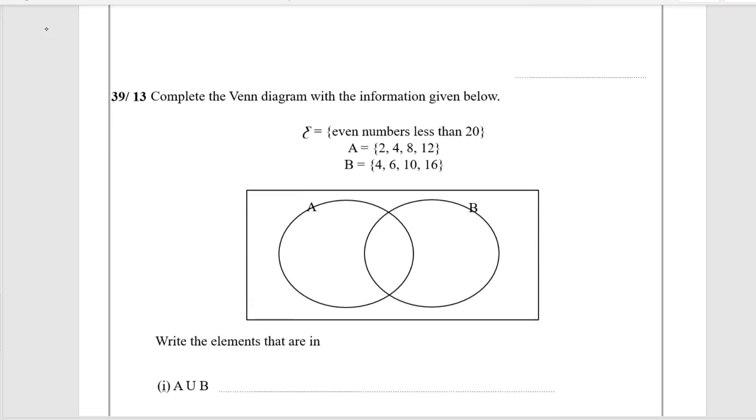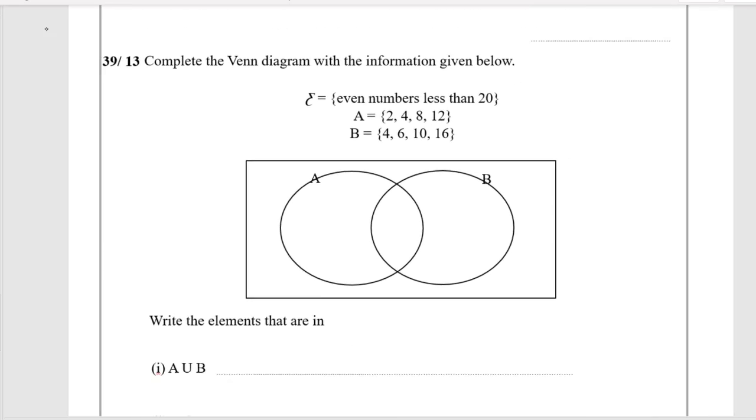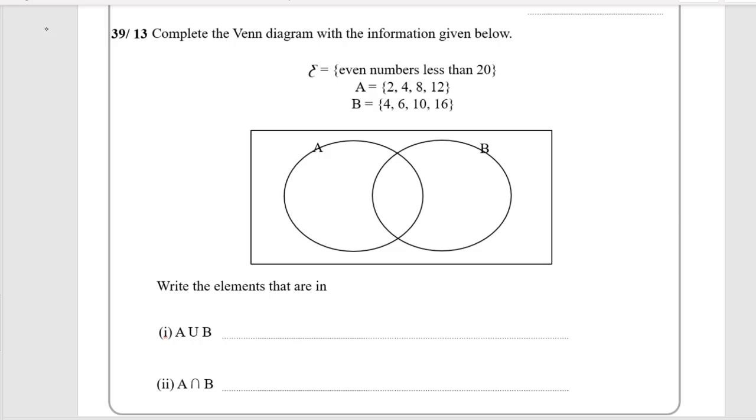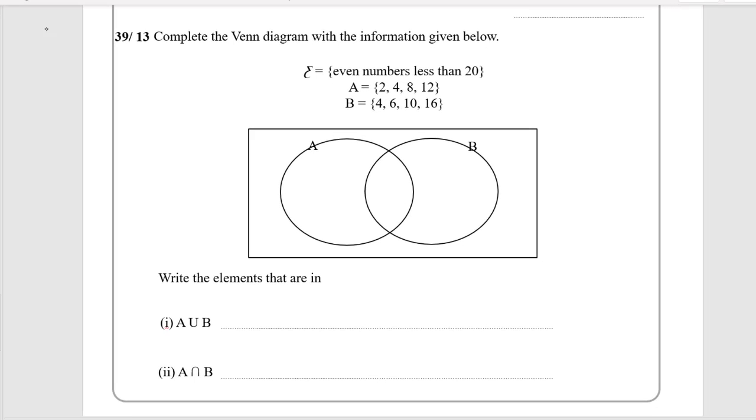Next, let's do this one first. Another Venn diagram. If you didn't have a Venn diagram in paper 1 and 2, most likely they will come up in paper 3. So complete the Venn diagram with the information given below.